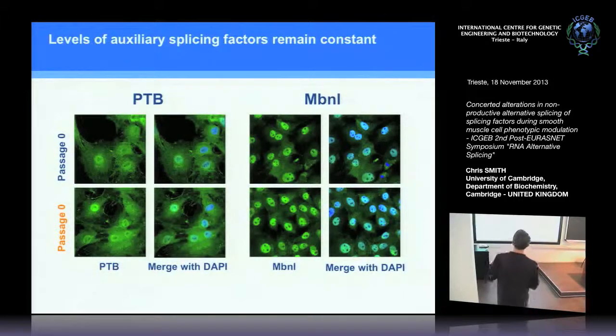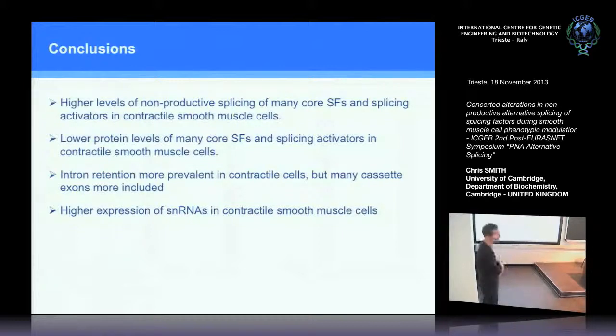So I think that's all the data. So the conclusions as they stand at the moment, we can see much higher levels of non-productive splicing of many core splicing factors and splicing activators in this contractile phenotype of smooth muscle cells. So there's a concerted program of all of those factors together, but it seems to be associated with lower protein levels of these core splicing factors and activators.